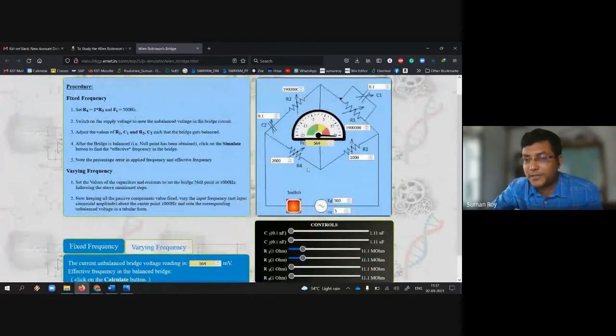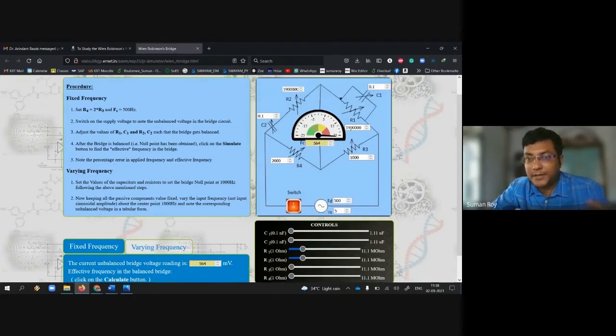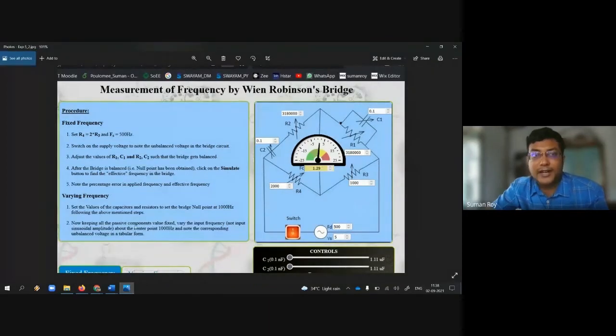I have observed in this experiment on the VLabs platform that if you are somewhere between +5 to -5, then you will be done. I mean, it is enough for this null condition. Not exactly zero. If you do not get exactly zero, then also don't worry. Let me give you a particular point here. I have already experimented like this.